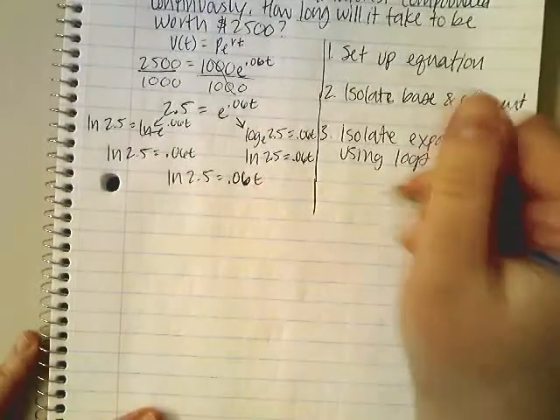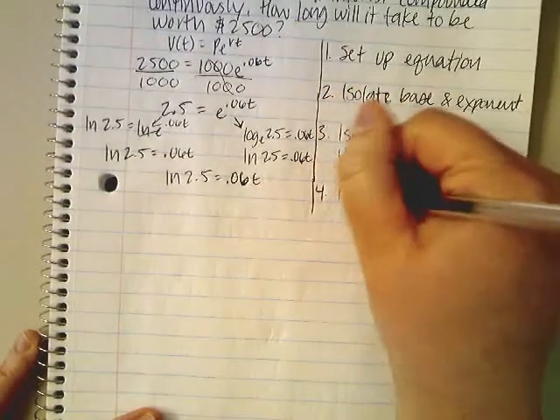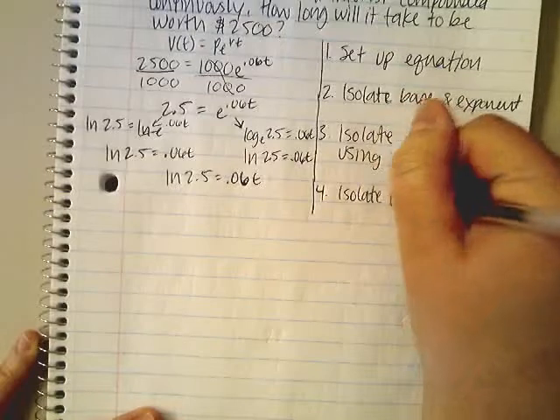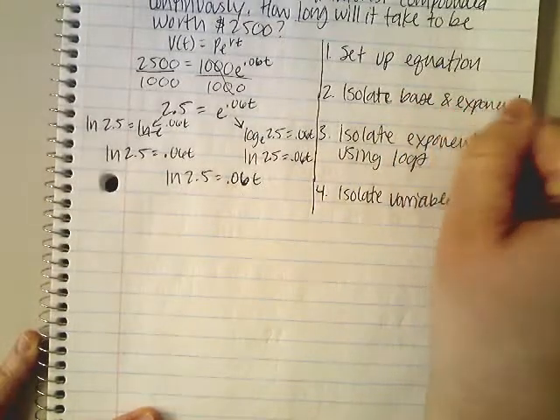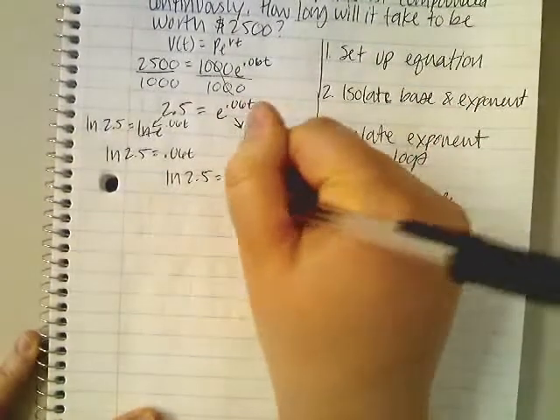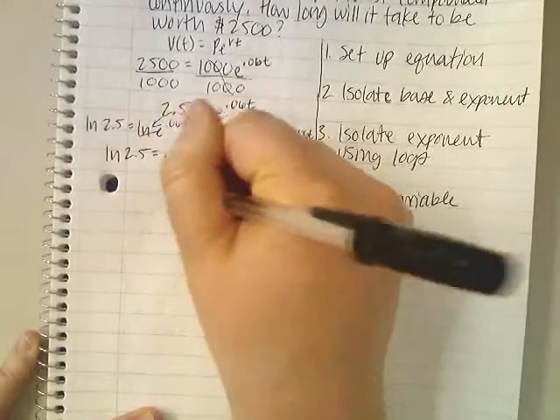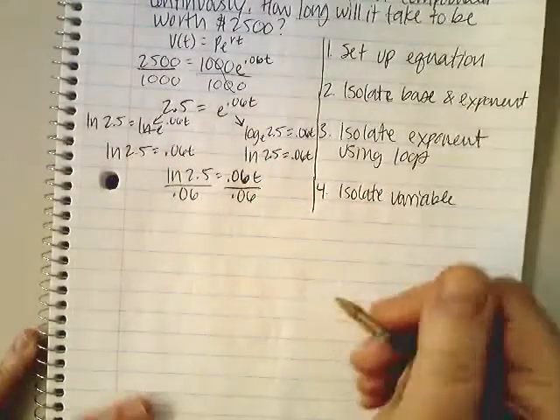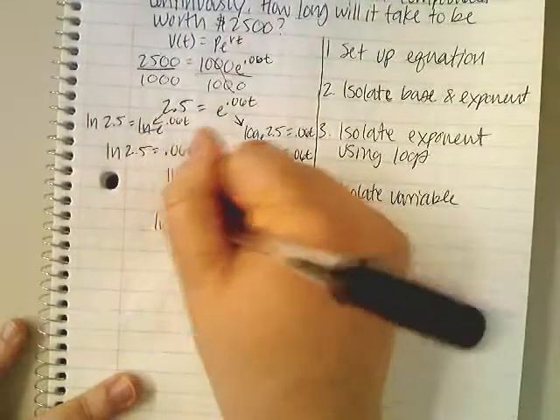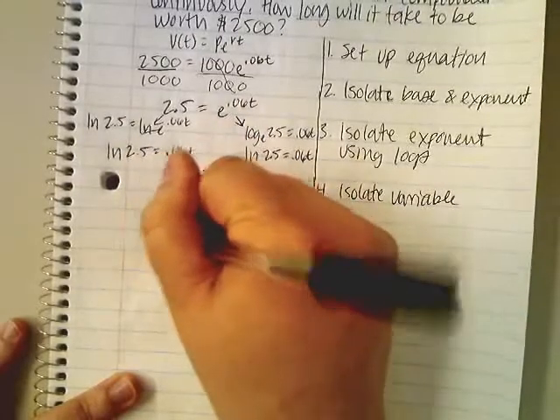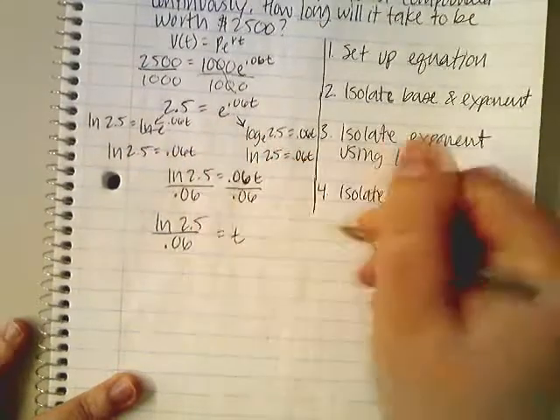Now I'm just trying to isolate t, or isolate the variable. So to isolate the variable, I'm going to divide both sides by its coefficient, 0.06. So I divide by 0.06 and I get ln of 2.5 over 0.06 equals t.